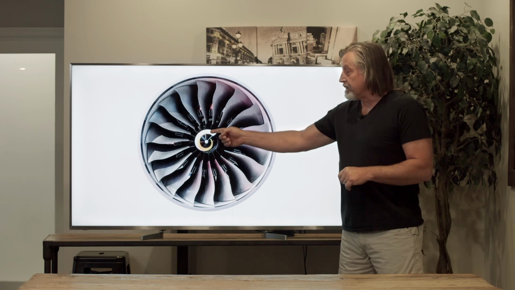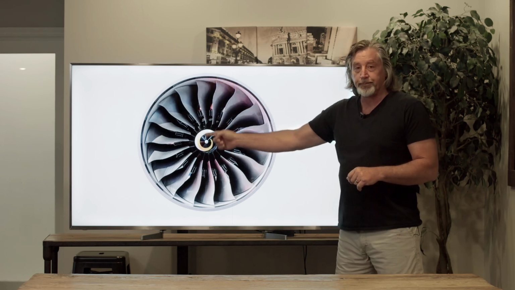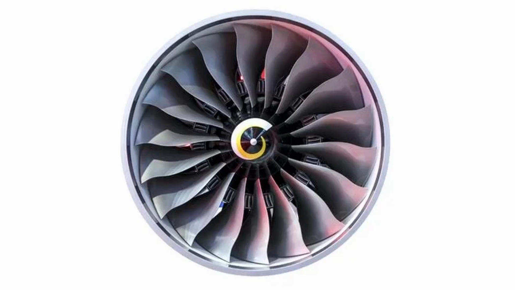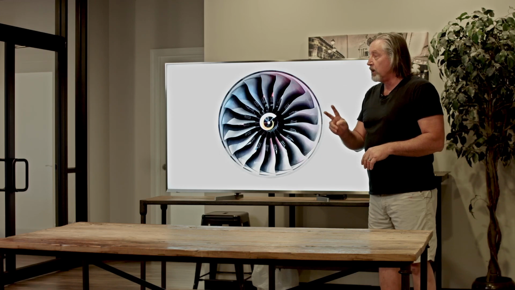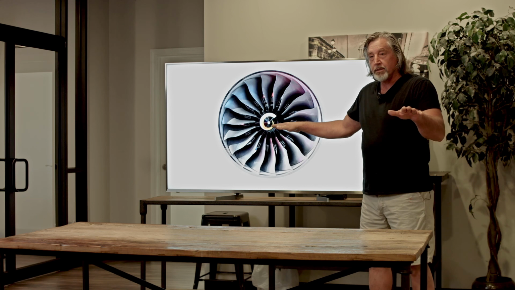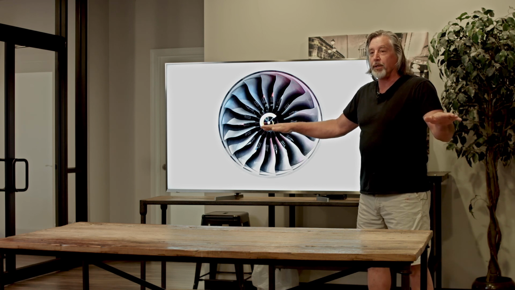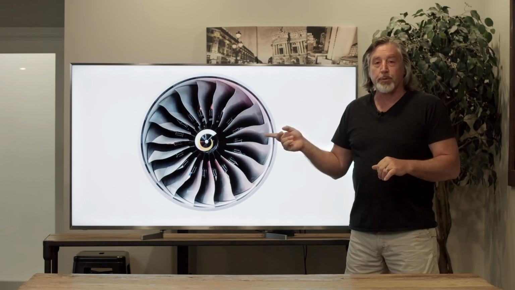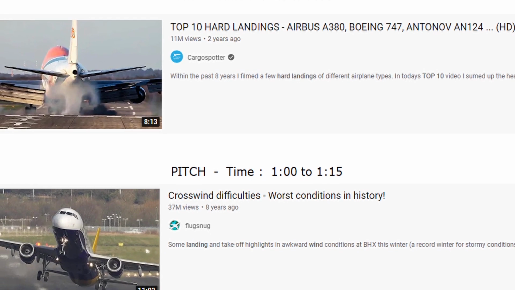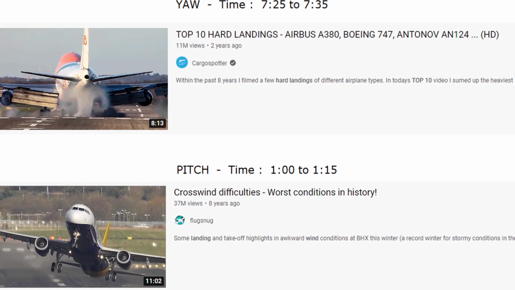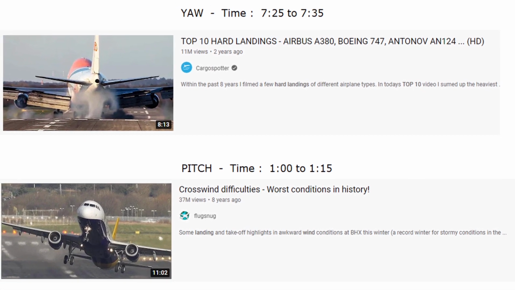I'm concerned about these really tall blades here. Not under normal flying, when everything's great, but under two specific conditions. When a plane goes like this, that's called yaw, or when a plane goes like this, that's called pitch. Here, let me show you, I got a couple of good YouTube videos you can watch to see that actually happening. Sometimes things get a little rough.